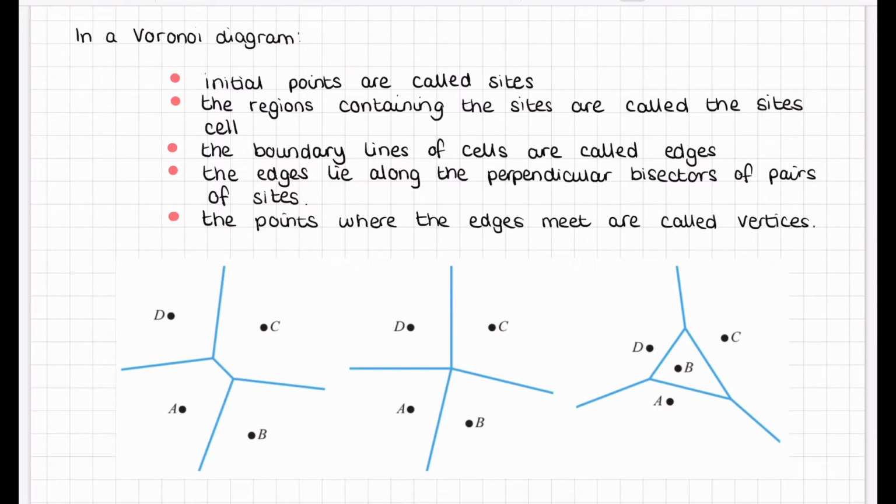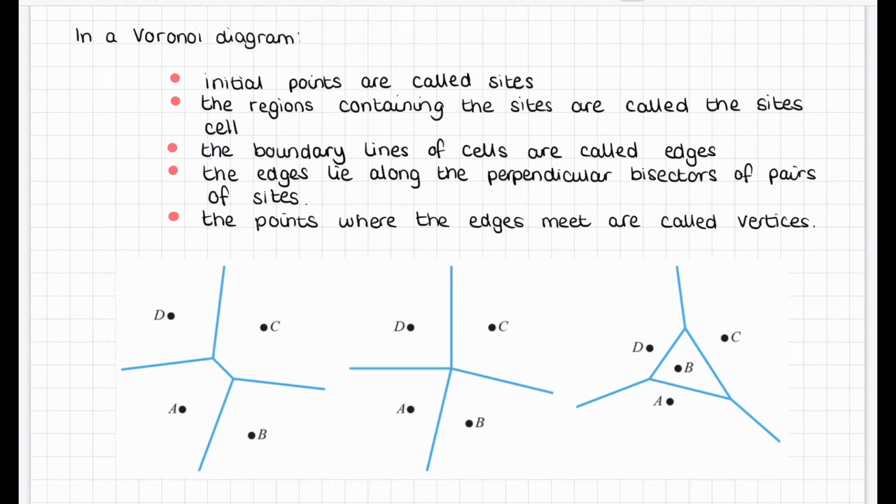The edges lie along the perpendicular bisectors. So for example, this line here that I've just circled, that is the perpendicular bisector between points C and D. On the second one, that's the perpendicular bisector there between B and C. And say this one here on the final diagram is a perpendicular bisector between A and B.